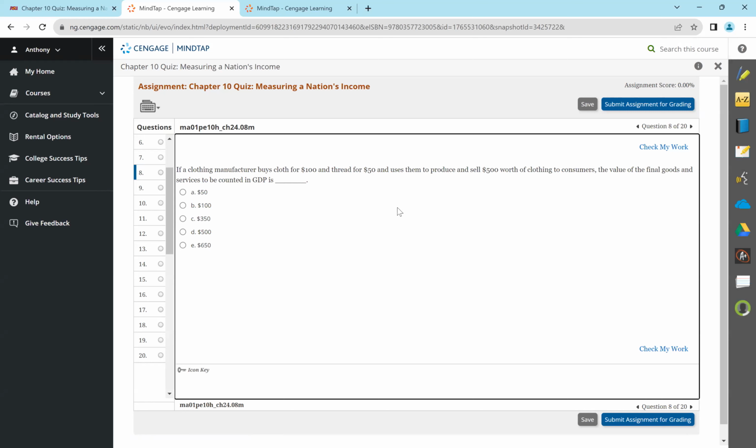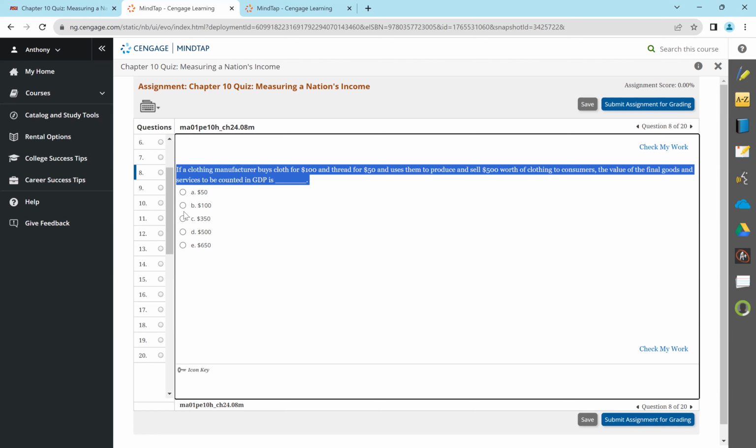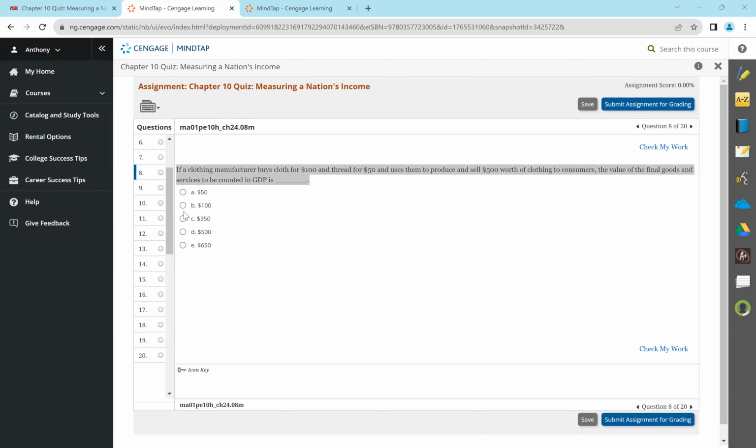So if a clothing manufacturer buys cloth for $100 and thread for $50 and uses them to produce and sell $500 worth of clothing to consumers, the value of the final goods and services to be counted in GDP is... All right, I believe you end up taking into account only the difference between them. But let me check, because I don't know why.